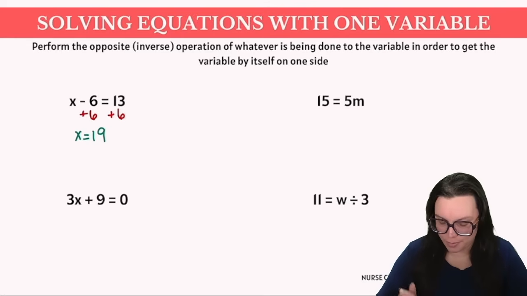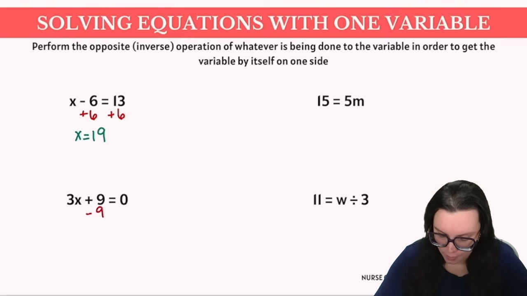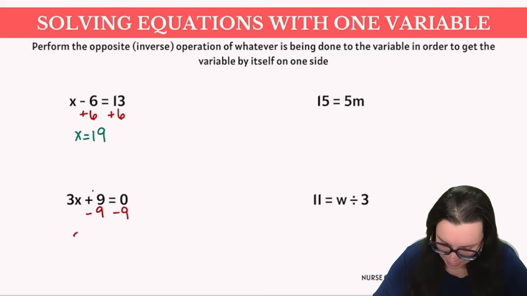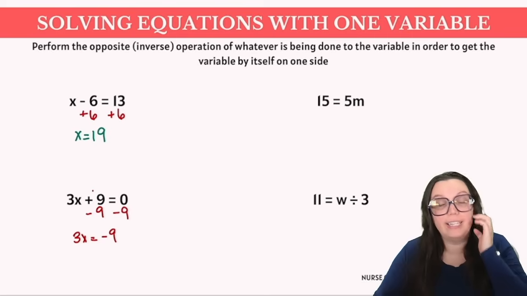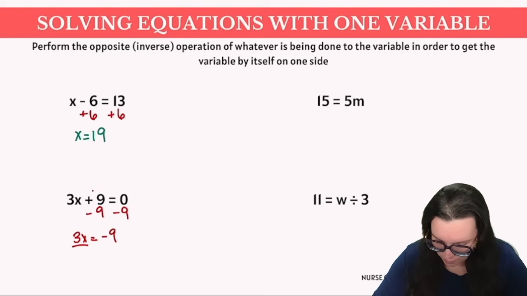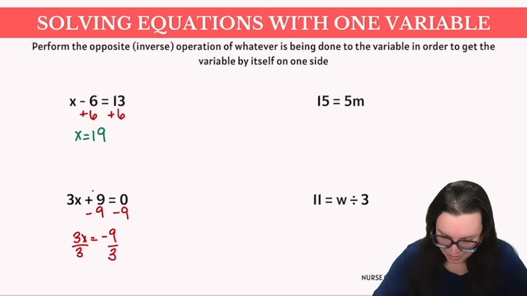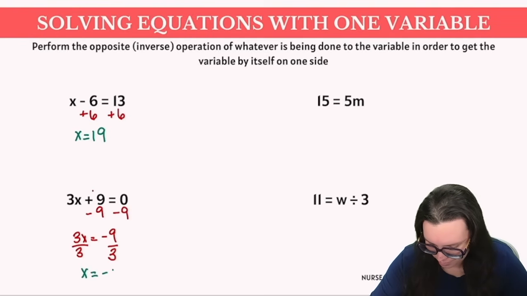In our next example, we have 3x plus 9 equals 0. Again, we want to isolate x first. We do that by subtracting 9 from both sides, because here we had a positive 9. We want to make sure that we subtract 9 in order to achieve 0. Once we do that, we get 3x is equal to negative 9. Now we need to again isolate that x. So how are we going to do that? We are going to divide by 3 on both sides in order to get rid of that 3 coefficient before our variable. That is going to give us x is equal to negative 3.